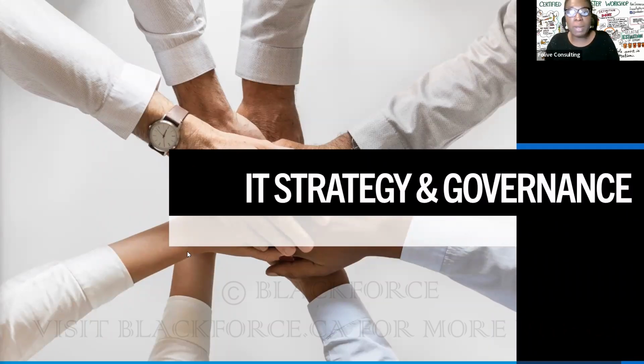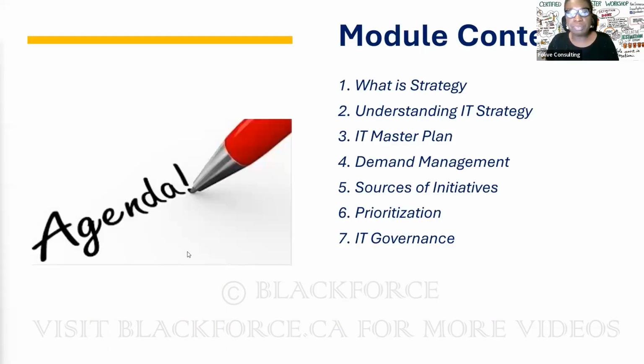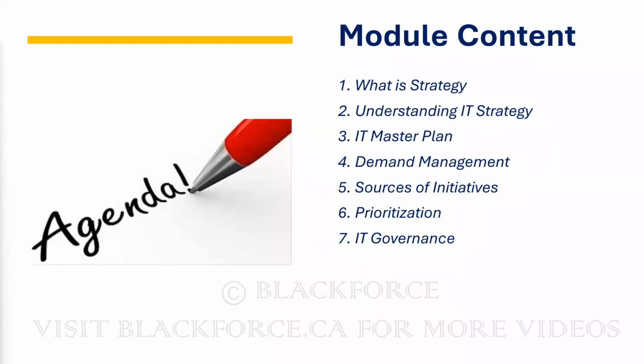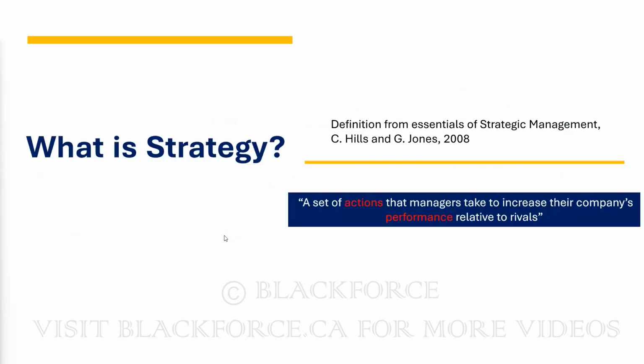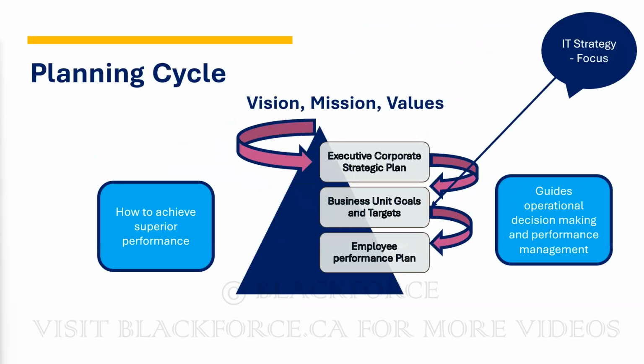So yesterday we talked about IT strategy and governance. We talked about what is strategy, understanding IT strategy. We talked about IT master plan. We discussed demand management, sources of initiative, prioritization, and IT governance. So we define strategy and actions, right? We talked about the planning cycle.